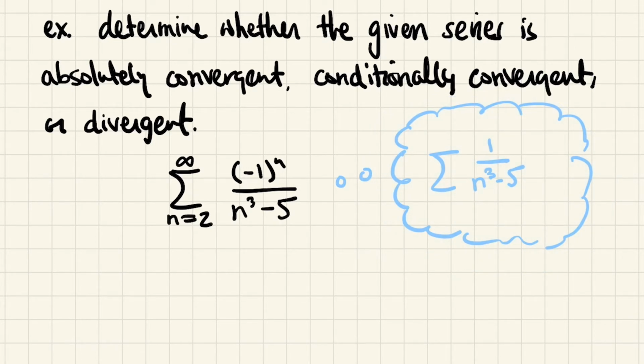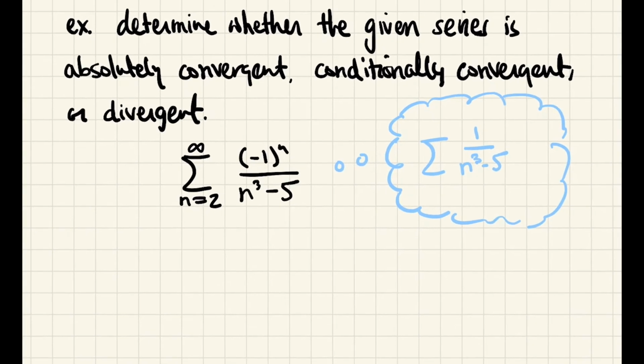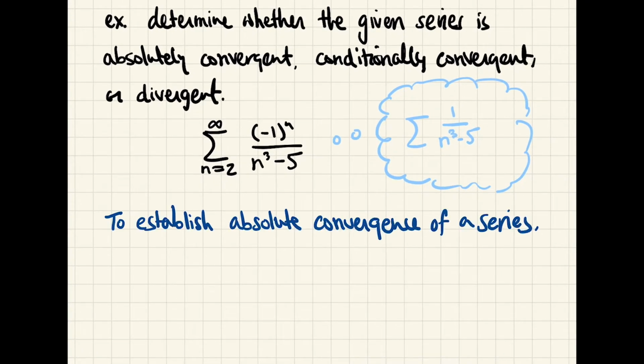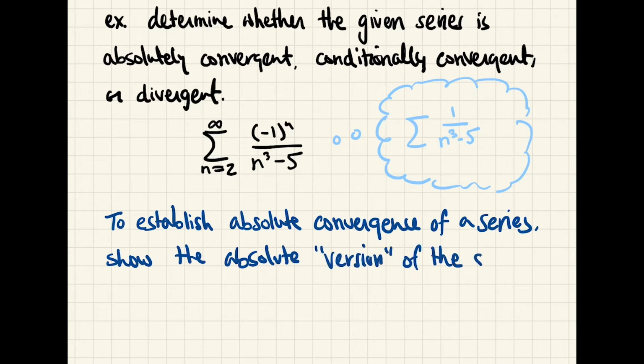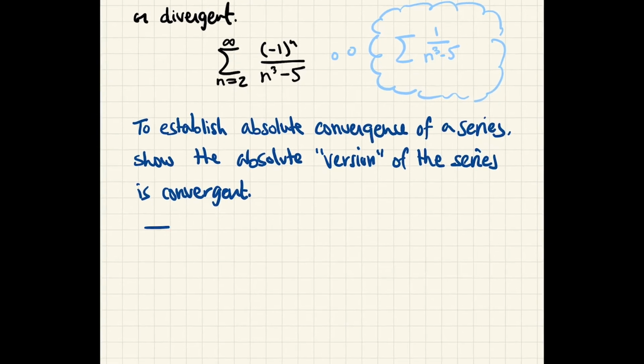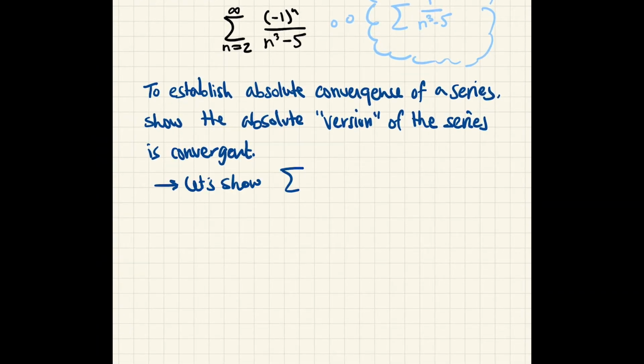Okay, so now we need to prove that this series is absolutely convergent. Well, the easiest way to do that is actually just to prove that this series is convergent, and then you're done. Okay, so we're going to simply show that the absolute version of this series is convergent. So how will we do that?